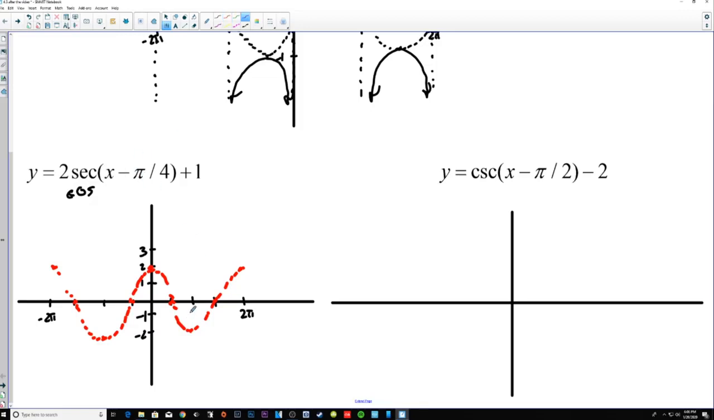Now we're going to take that and go right pi over 4. Now we have to decide how much is pi over 4. Well, this is pi, and this is pi over 2. So half a space to the right, and then 1 up. Half a space, 1 up. Half a space, 1 up would be here. Half a space and 1 up would be right there. And then half a space and 1 up. So here's the newest and latest cosine.